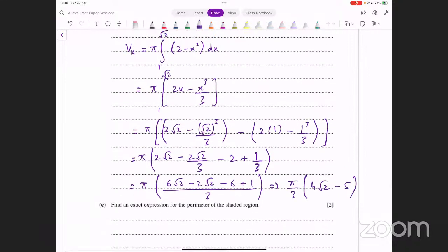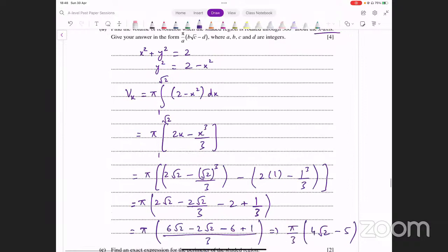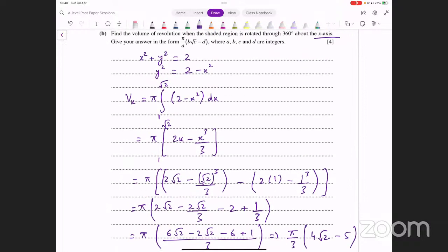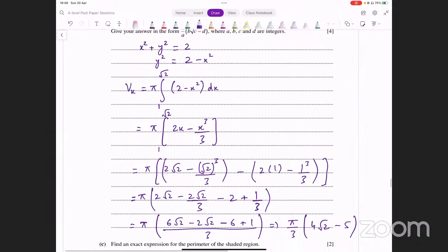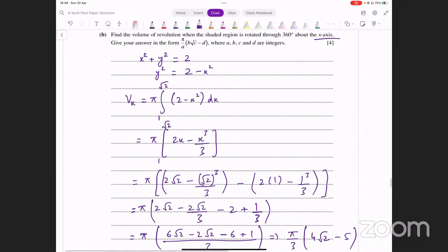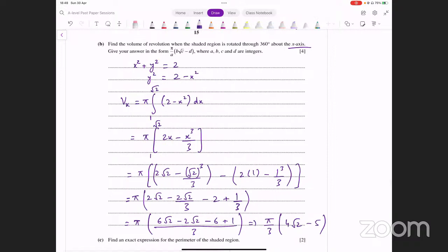Okay, that's what we wanted. आपके पास ये वाली फॉर्म आ गई है, ठीक है, pi over 3 whole multiplied by 4 square root of 2 minus 5, and that's your final result. That is what we were looking for. Okay, इसको exact form में रहने देना, इसको simplify नहीं करना, इसको decimals में नहीं लगना। Yes, exactly. That's exactly what we're doing.